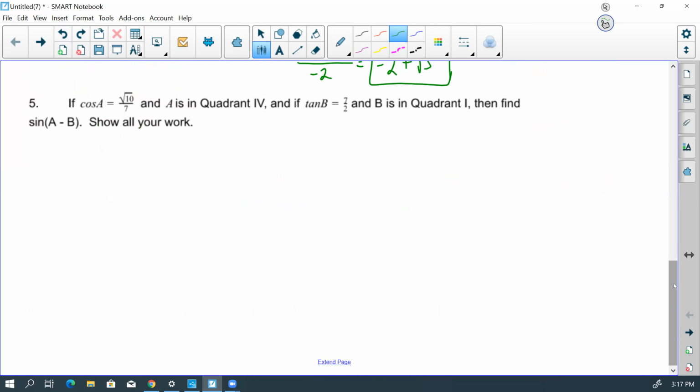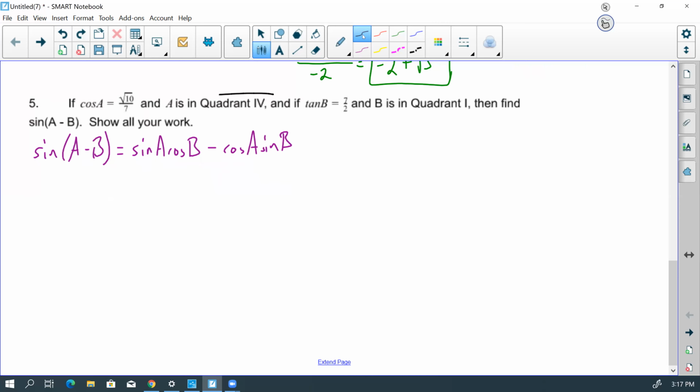For number 5, we had to find the sine of A minus B. According to the formula, that equals the sine of A times the cosine of B minus the cosine of A times the sine of B. So I have to find all 4 of those values. Let's start with angle A.